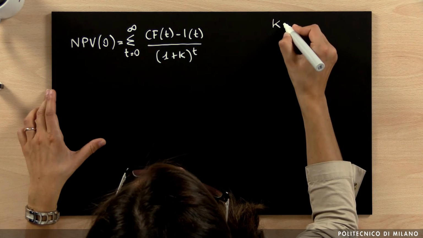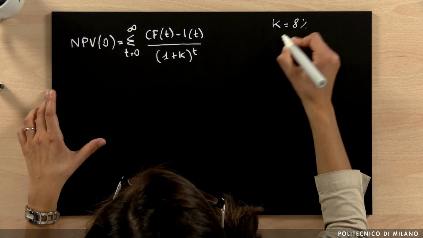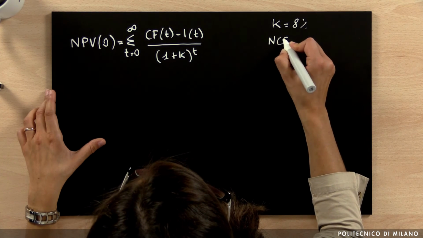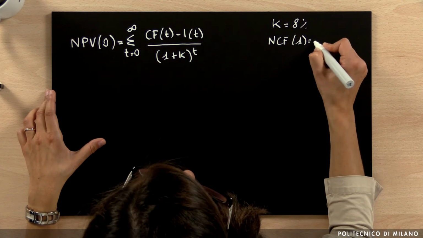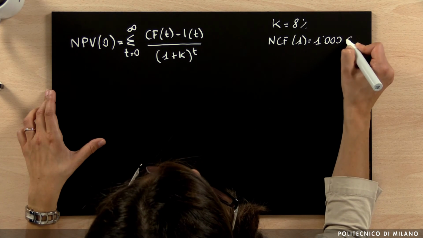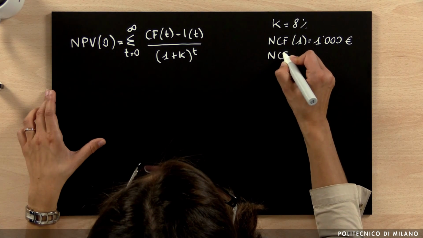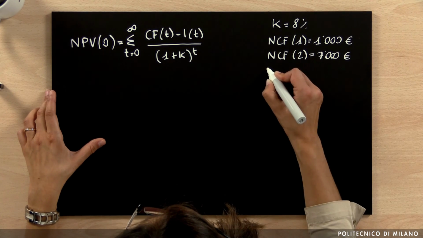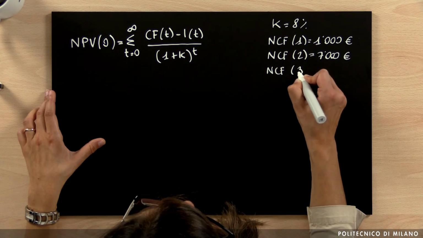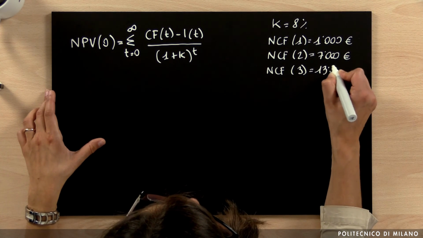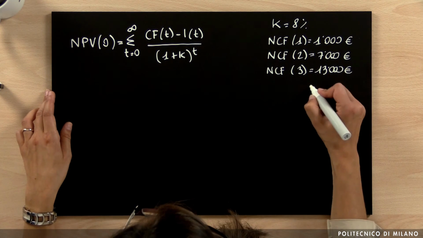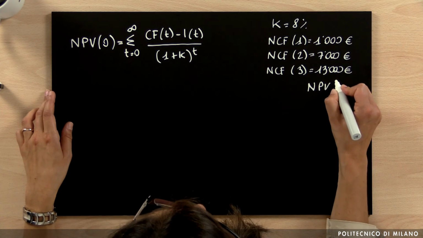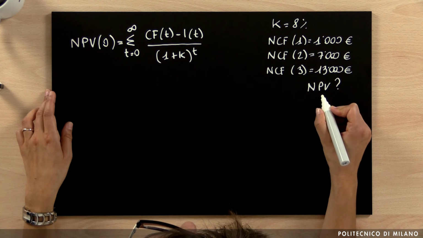Now let's try to apply this formula and see its application with an example. We have a cost of capital equal to 8%. Then the net cash flow at year 1 is equal to 1,000 euros. The net cash flow at year 2 is equal to 7,000 euros. And the net cash flow at year 3 equals 13,000 euros. And we want to understand what the net present value is. So what's the value that the company is able to generate for shareholders?